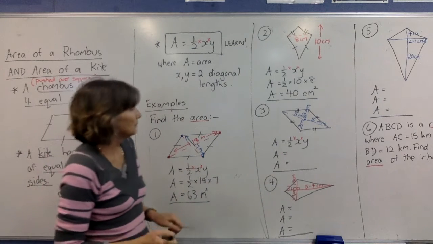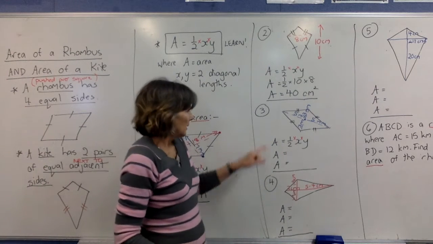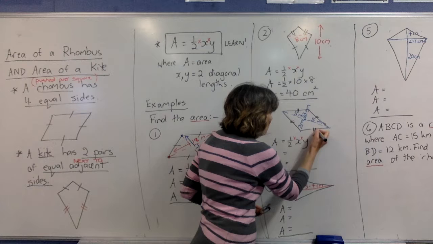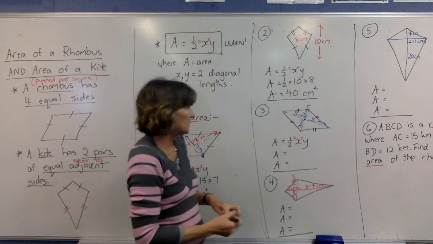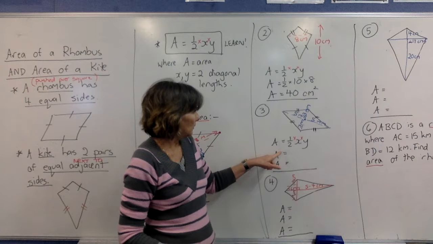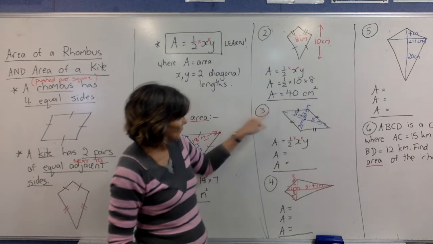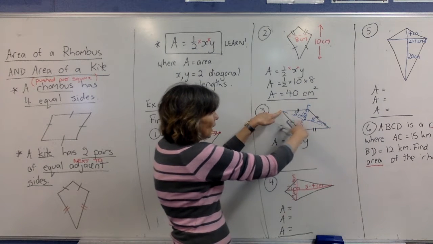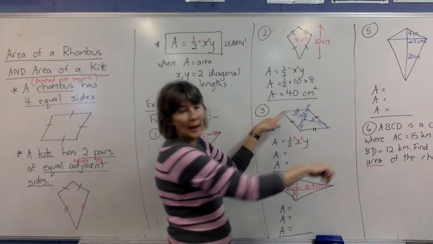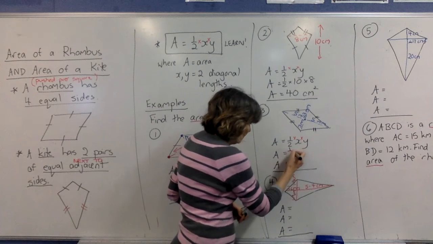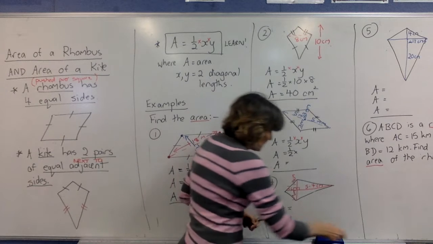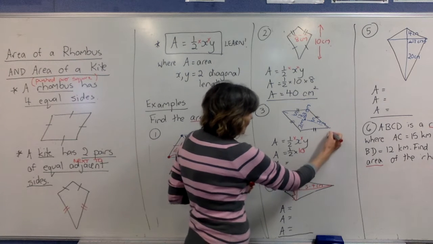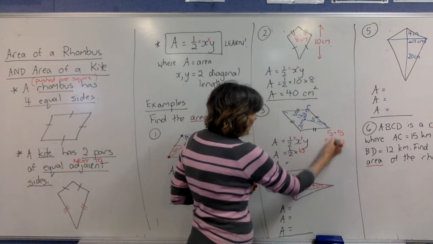All right, let's look at the next one. Now, don't get caught out on these. So we're looking at it. It is a rhombus because it's got 4 equal sides. So we put our formula down. A equals a half times x times y. Now, our diagonal lengths. If we look at the diagonal from here to here, we've got to do 5 plus 5. So we have 10 for that diagonal. So I'm just going to write that in as 10. So we're doing 5 plus 5 equals 10.